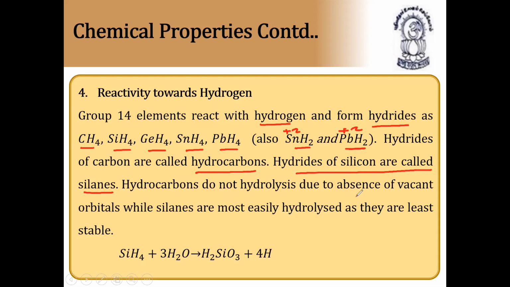Hydrocarbons do not hydrolyze due to absence of vacant orbitals, while silanes are readily hydrolyzed as they are least stable. So silanes on hydrolysis form H2SiO3, that is silicic acid, along with hydrogen. This is called silicic acid. So carbon is not readily hydrolyzed. Here the carbon oxidation state is -4, silicon oxidation state is also -4, and germanium is +4.